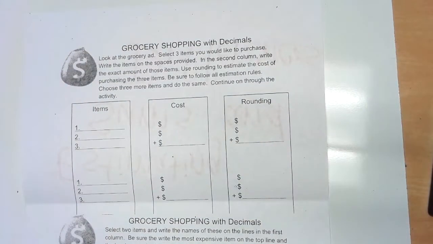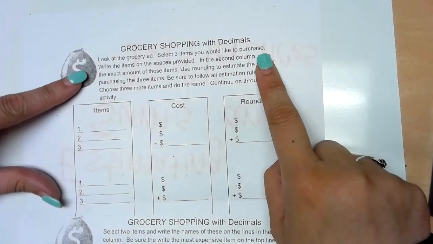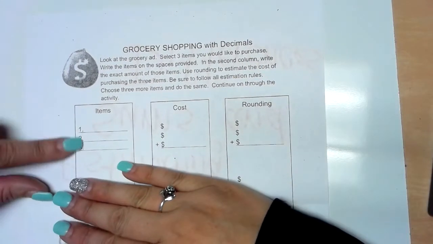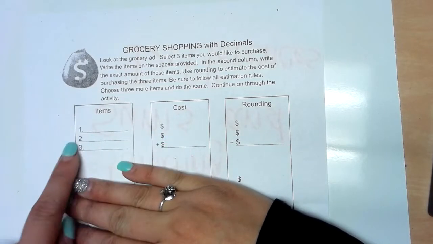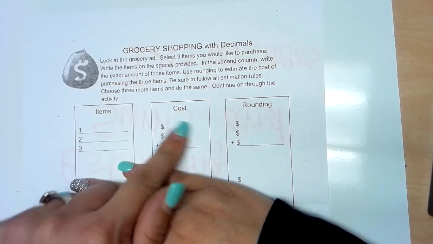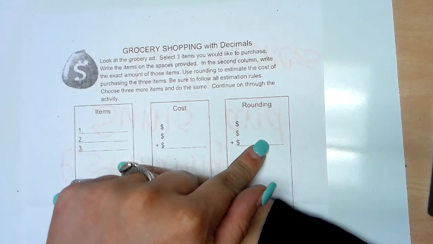In a moment, I am going to show you an ad, and it's going to have a bunch of different prices on it. You are going to pick out right here. You're going to look at the grocery ad, select 3 items you would like to purchase. So the first problem, you're going to select 3 things that you want to purchase. You're going to write down what it is. Tell me what it is. You're going to write down the price, the cost of it. And then you're going to round those numbers. And then you are going to add them up.